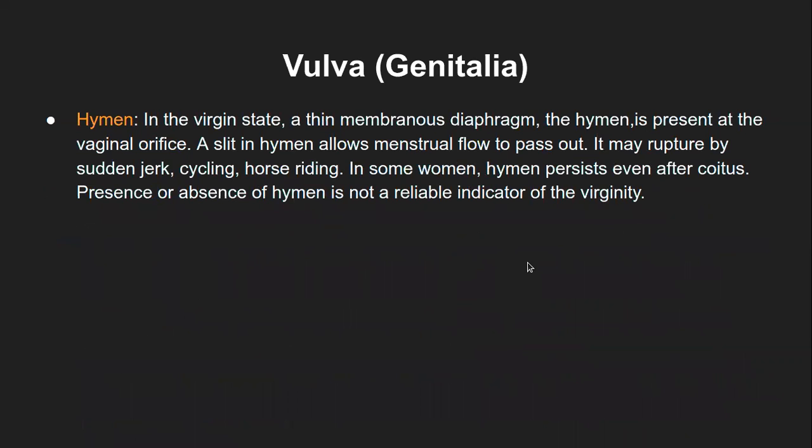And the last part in the vulva, that is the hymen in the virgin state. Now again, like I had mentioned specifically, that's not really true always, but in general we can assume so. So in the virgin state, a thin membranous diaphragm, diaphragm is nothing but a layer, the hymen, is present at the vaginal orifice, starting from the back side towards the front part. A slit in the hymen allows the menstrual flow to pass out.